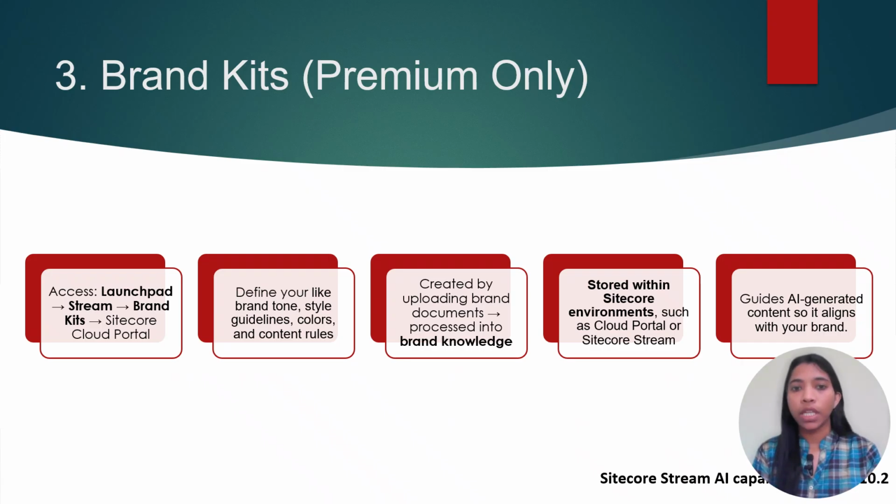The next thing that we can do with the help of Stream AI is creation of brand kits. It is available only with the premium tier. We can access this by clicking on the Launchpad brand kit option. It will take us to the cloud portal where we can create brand kits, like uploading brand-specific documents, and the content will be generated based on that brand kit.